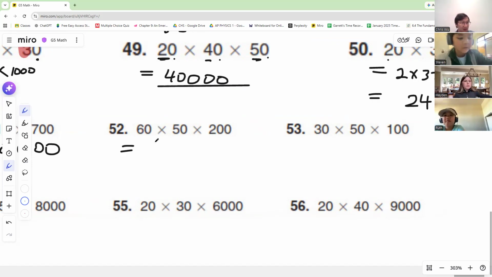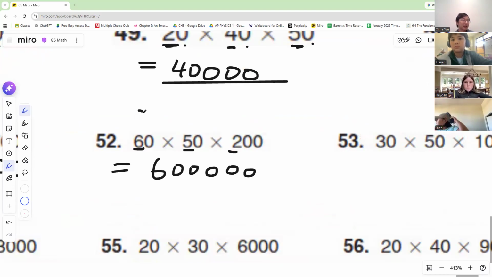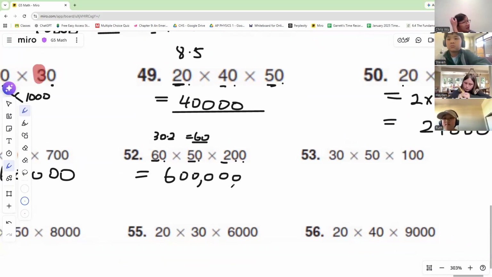6 and 4 zeros. How many zeros? 4. 6 and 4 zeros? I think we need 5 zeros, right? Because we have 6 times 5 times 2, that's going to be 30 times 2, which will be 60, right? And the 60 already has 1 zero, and then you have 1, 2, 3, 4 more, so total 5 zeros, and then put a comma in. Yeah. All right, okay, cool.